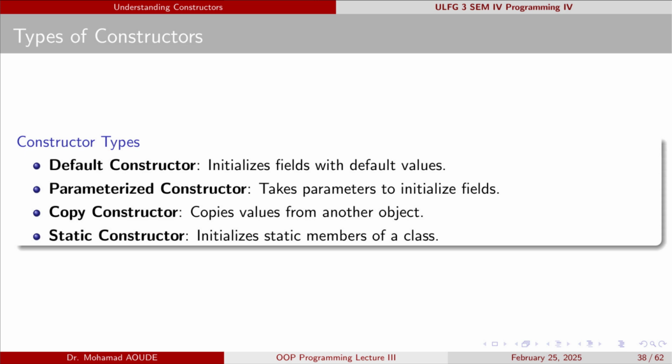Understanding different types of constructors is vital for real-world programming. In C#, there are four main types. Default constructor initializes fields with default values. Parameterized constructor allows flexible initialization with specific values. Copy constructor creates a new object by copying another object's values. Static constructor initializes static fields for the whole class, not individual objects. Each constructor type supports the concept of controlled object initialization, ensuring consistency and reliability across your application.